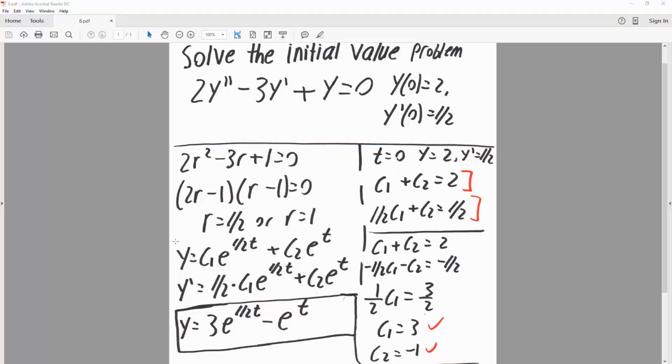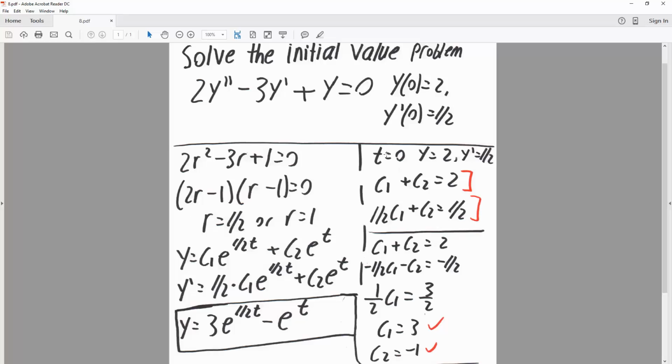And so our general equation would be this: y is equal to c1 e raised to 1/2 t plus c2 e raised to t. But we have initial conditions, so we can get an actual answer. So next we will take the derivative of this, and so we can say y prime is equal to 1/2 times c1 e raised to 1/2 t plus c2 e raised to t.